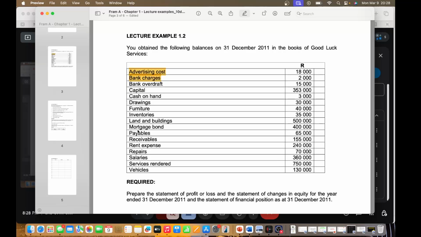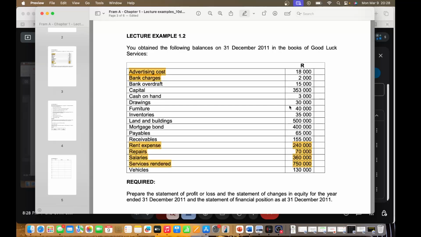Mortgage bond is a liability, payable is a liability, receivable is an asset because these are people that owe us money that are going to pay us soon, right? But I think from this point onwards, our rent expense is an expense, repairs is an expense, salaries are an expense, and service rendered is income. This is money we get when we offer a service, right?